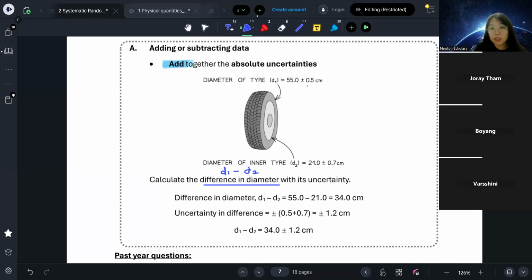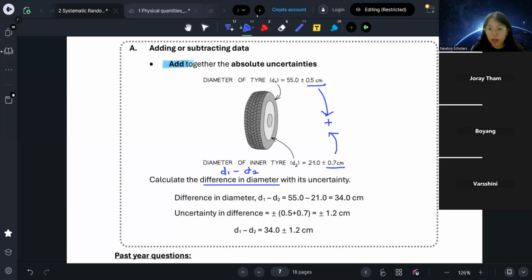Even if the data has to be minus, for the absolute uncertainty we just add it up together. So which part? This is the absolute uncertainty, and this is the absolute uncertainty. So we just add them together. Can you see the second one, uncertainty plus minus 1.2 cm? I added up 0.5 and 0.7. You need to determine whether the question wants minus or plus. No matter whether it is minus or plus, the absolute uncertainty we just add up together.